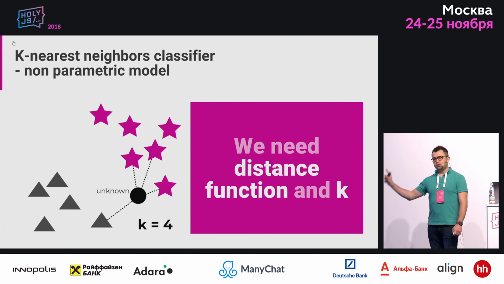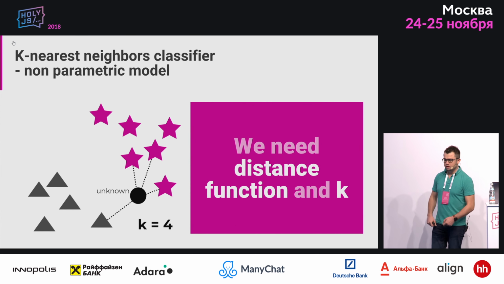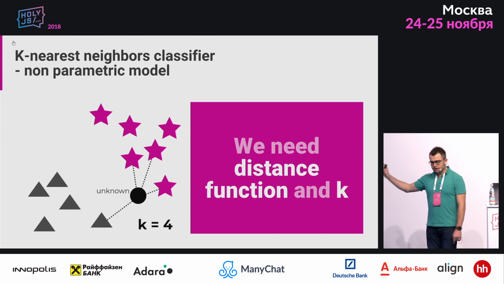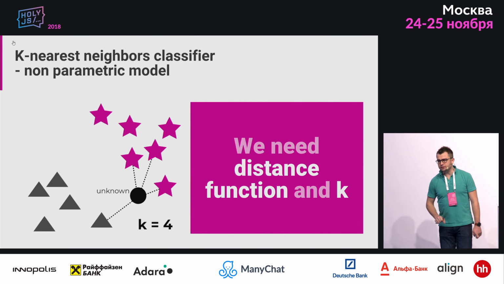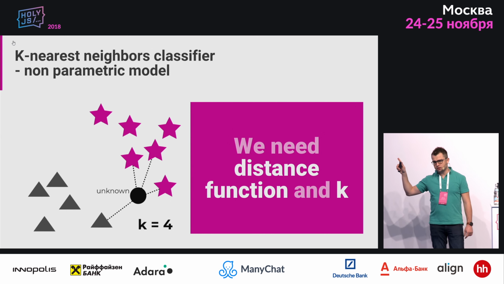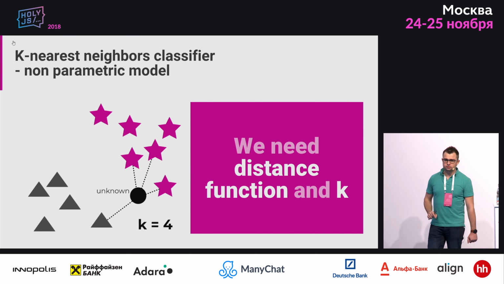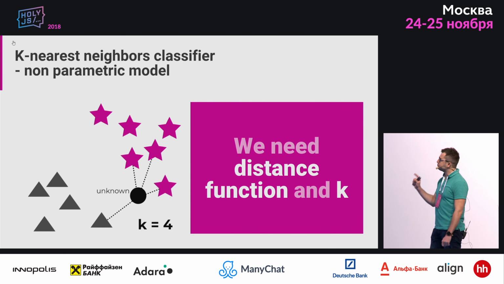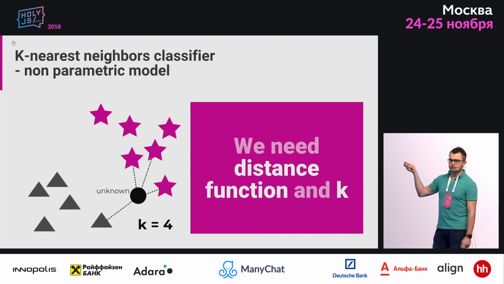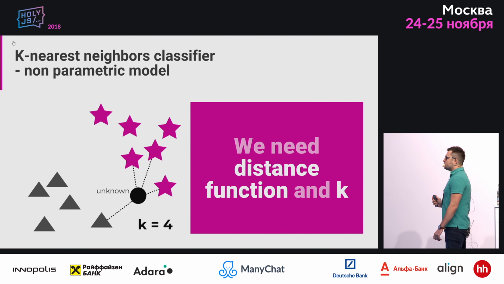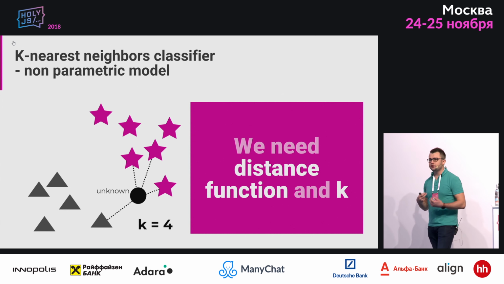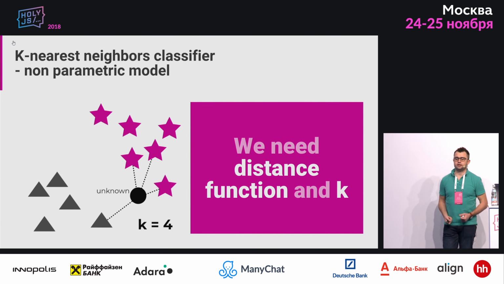The KNN classifier, our main actor for today's show. It needs arguments, which are the distance function and the value of k. So imagine we have, again, some two-dimensional space. We have stars and triangles. And there is yet another guest in this space, the unknown guy. So what would this model or classifier do to try to guess who this guy is?